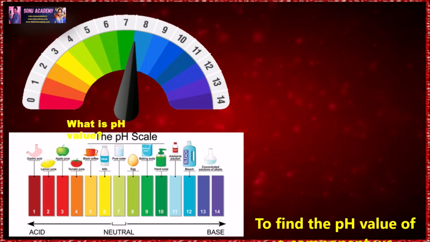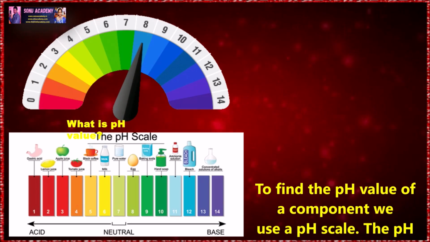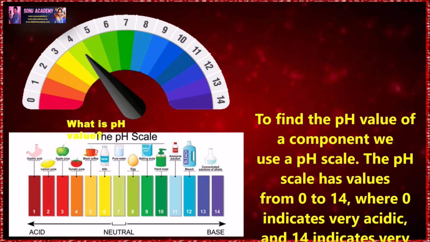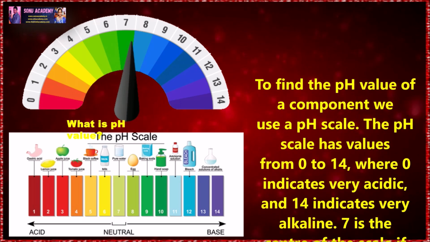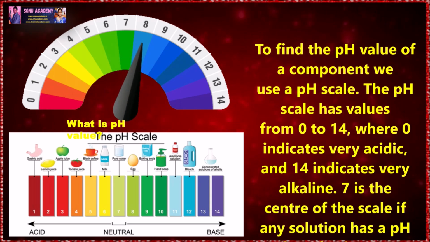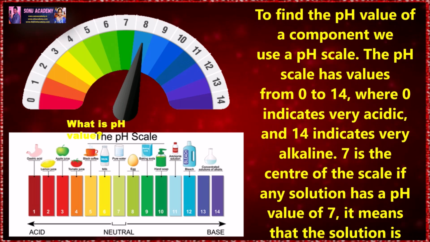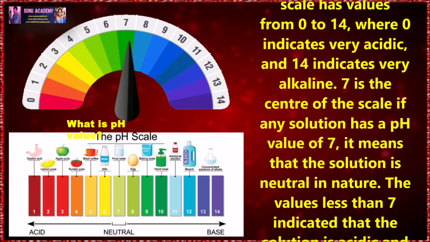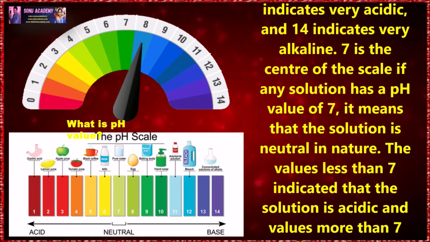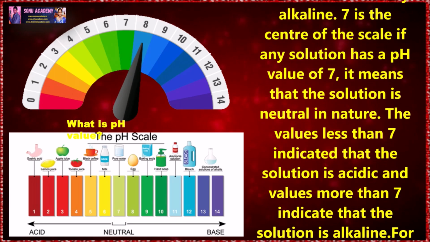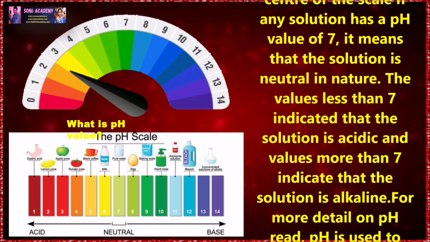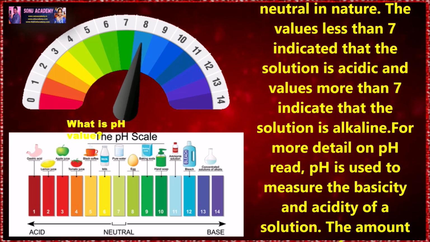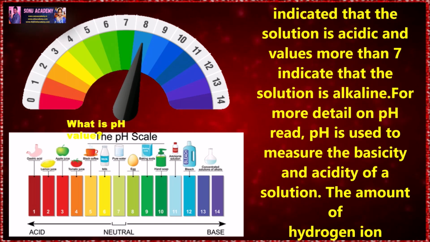Children, let us discuss in detail what this pH value is. To find the pH value of a component, we use a pH scale. The pH scale has values from 0 to 14, where 0 indicates very acidic and 14 indicates very alkaline. 7 is the center of the scale. If any solution has a pH value of 7, it means that the solution is neutral in nature. Values less than 7 indicate that the solution is acidic, and values more than 7 indicate that the solution is alkaline.